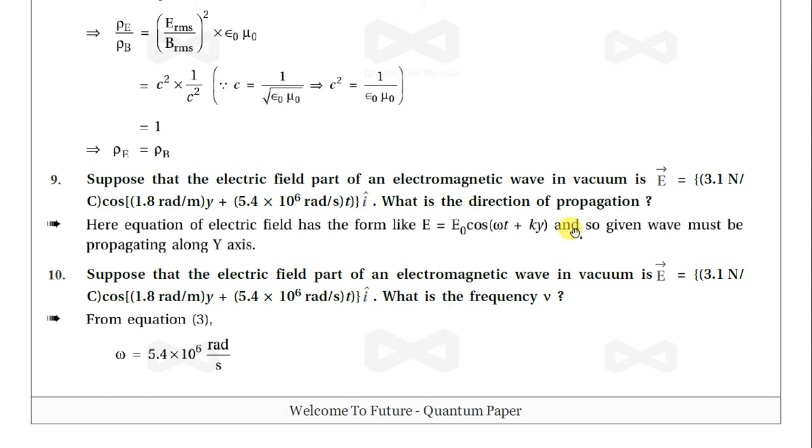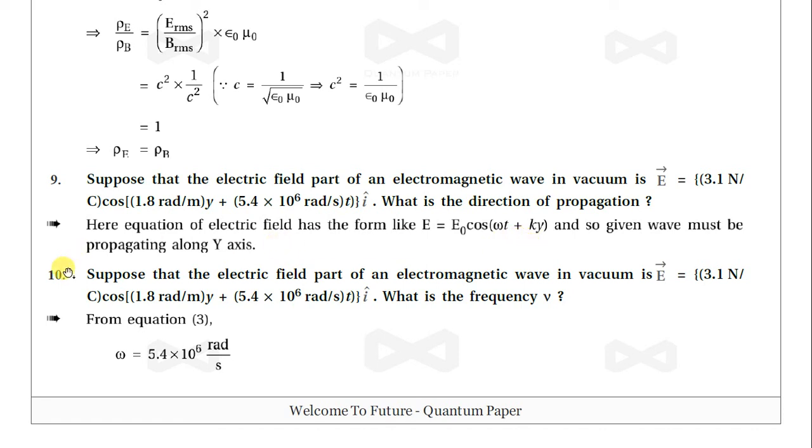So the given wave must be propagating along the y axis. Okay, see here, it is the y axis, so it is ky and ωt. This phenomenon is the same as the electric field E = E0 cos(ωt − ky).